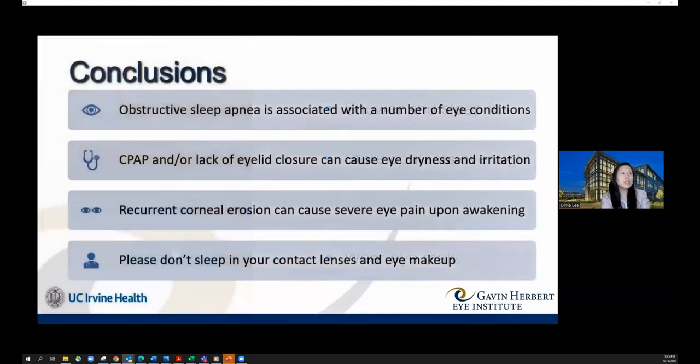So in conclusion, obstructive sleep apnea is associated with a number of eye conditions. The CPAP, which is used to treat sleep apnea, and or the lack of eyelid closure when you sleep, can cause chronic eye dryness and irritation. If you wake up with severe pain from recurrent corneal abrasions, that might be from recurrent corneal erosion syndrome. And again, please don't sleep in your contact lenses or your eye makeup, especially eyeliner.